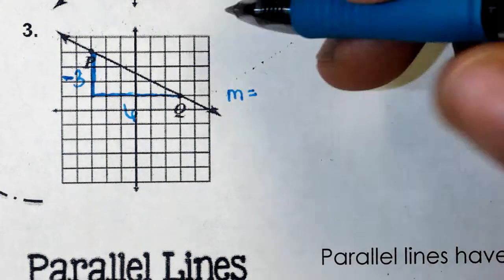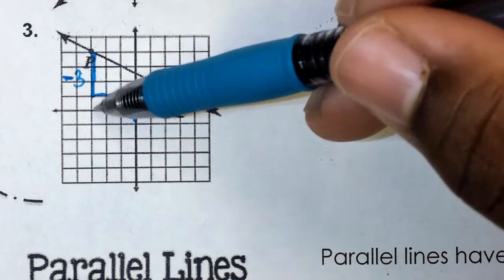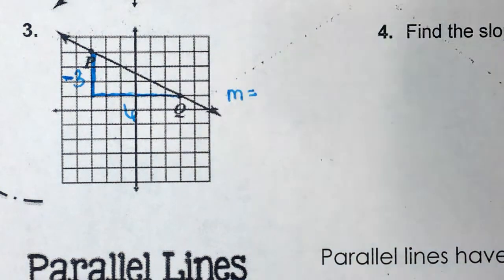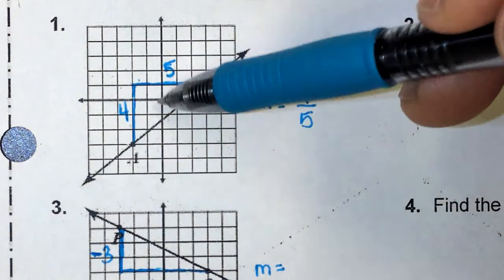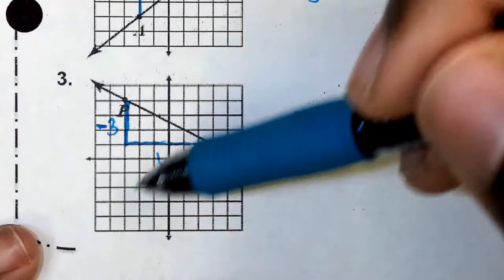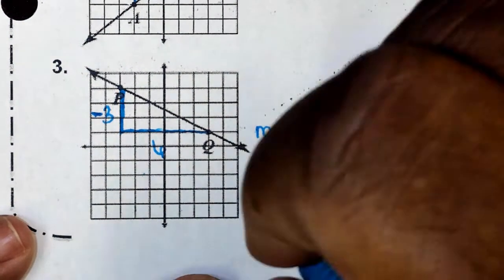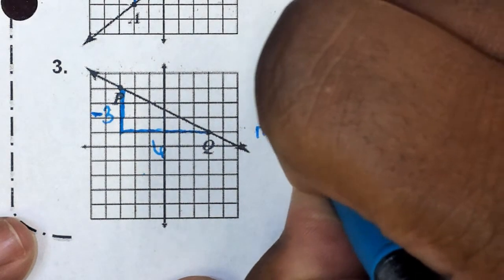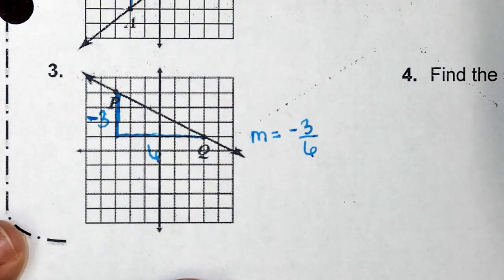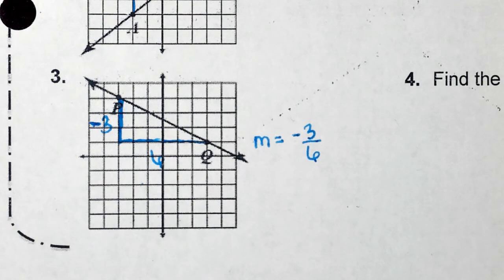I didn't go up. And that's why I draw my triangle like this on the lines that are going down. On my lines that are rising, I draw it like this. But on this one, I could drop it. This is negative 3 over 6. Cannot leave that like that though. This needs to be simplified.